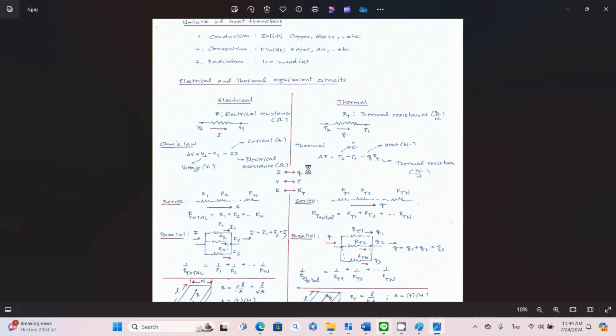So I is equivalent to Q, the current is equivalent to the heat transfer, and the voltage is equivalent to the temperature, and your electrical resistor is equivalent to the thermal resistor, RT.